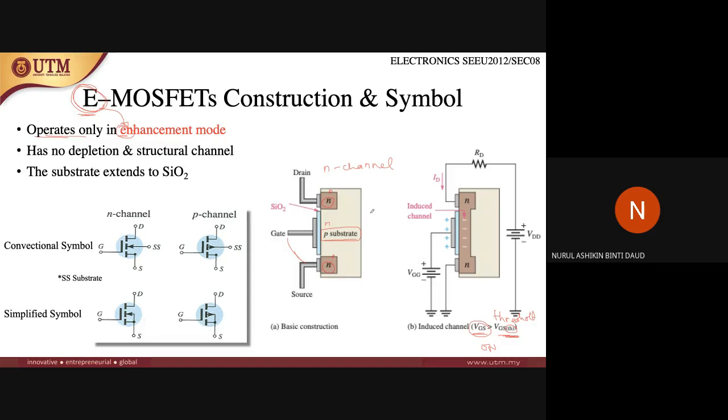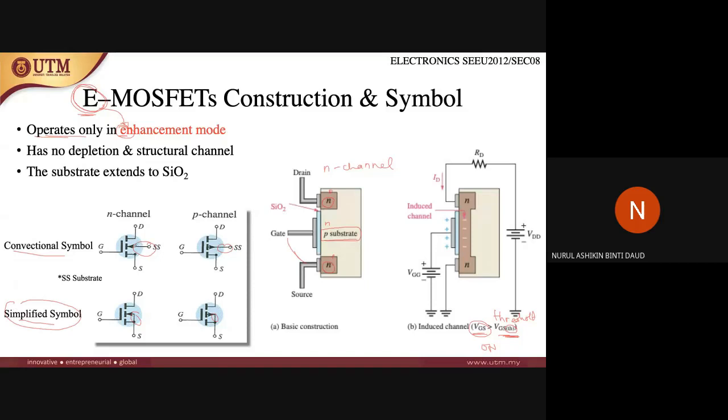This is what the construction of the MOSFET looks like, but in a circuit it will be described with symbols. There is a conventional symbol and also a simplified symbol. Usually we use the simplified symbol rather than the conventional symbol. So what's the difference? The difference is between these two arrows only. In the conventional symbol, the arrow in the middle is separated from the source, but in the simplified symbol, this arrow in the middle is connected to the source.